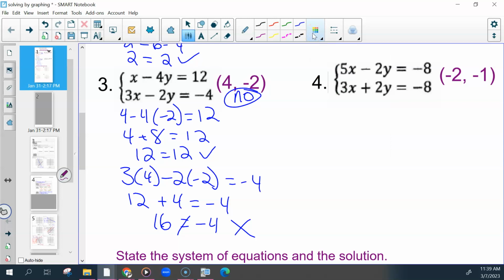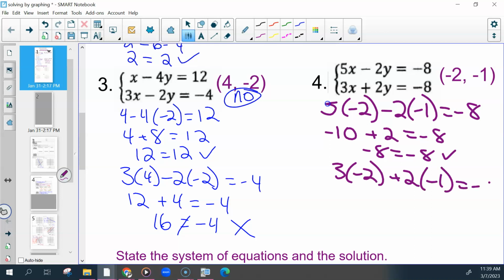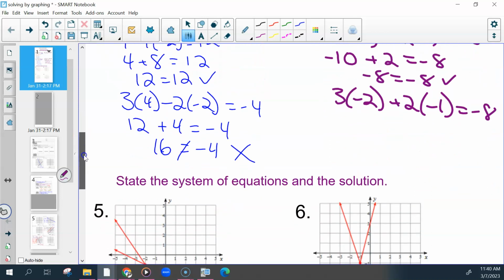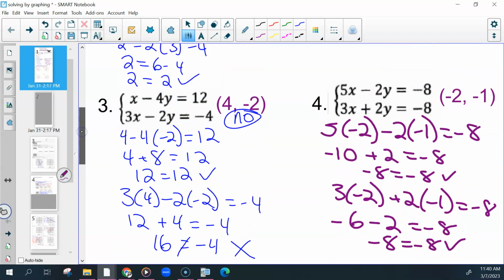So if we put these into both, this would be 5 times negative 2 minus 2 times negative 1. So this would give us negative 10 plus 2, and that is negative 8. Then same thing, 3 times negative 2 plus 2 times negative 1 equals negative 8. So this would be negative 6 minus 2, and this does give us negative 8. So since they both work, that would be a yes.